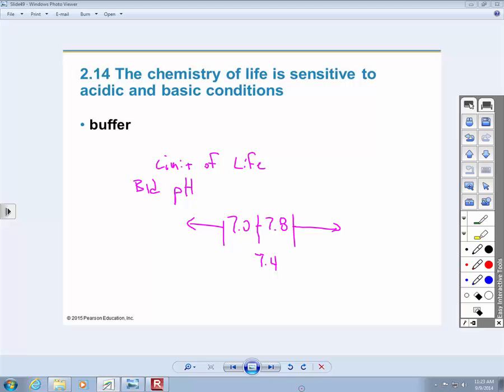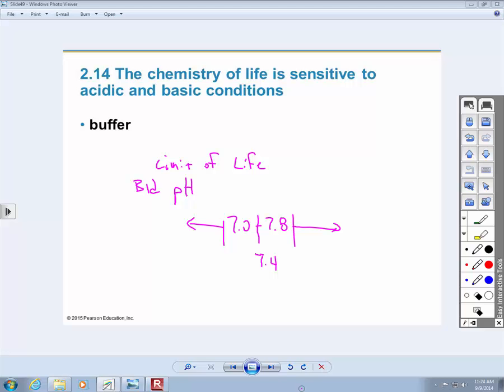So pizza and a beer. Beer has a pH of like 5. Pizza sauce, tomato base, it's very acidic. When you eat that and drink that, you're getting a lot of acid, and that absorbs into your blood. If you didn't have something to keep the pH of your blood within this 7.0 to 7.8 range, that's your limit of life. Keep it pretty close to that 7.4, or you'd die.